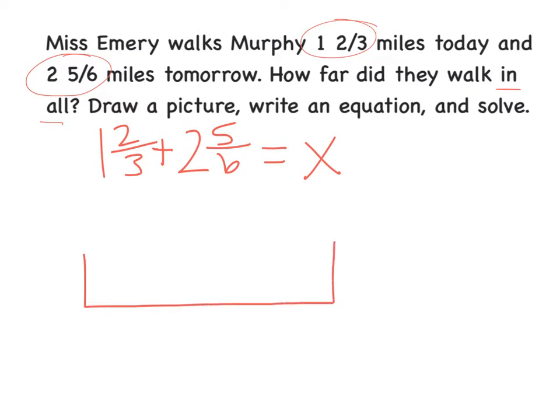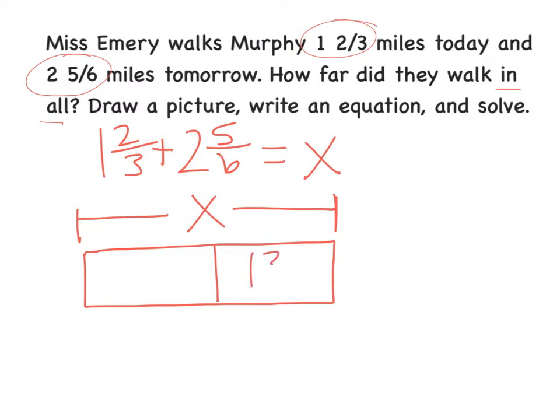My picture should be a rectangle divided into two parts. My total is unknown. Total goes up top and I don't know what that is. I don't know how far I walked. But I know that one day I walked 1 2/3 mile and one day 2 5/6 miles. So my picture should look like this.